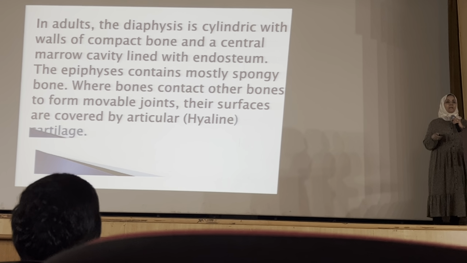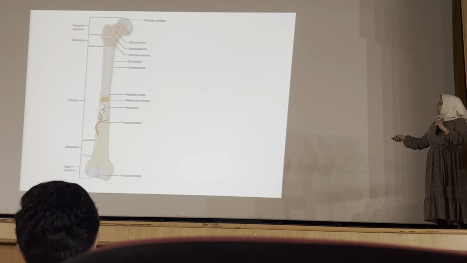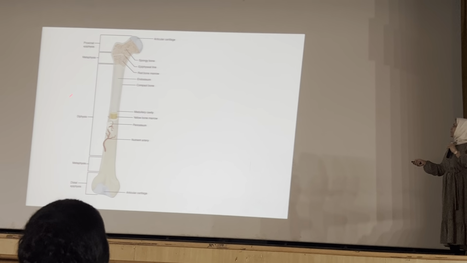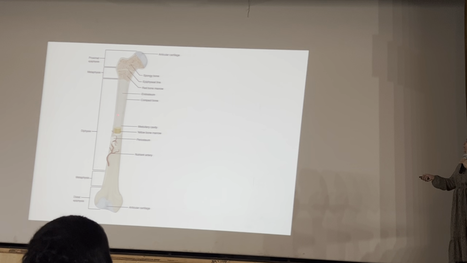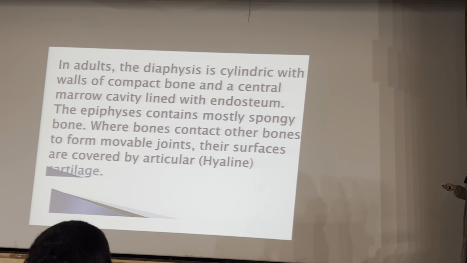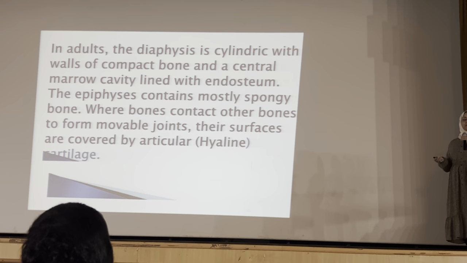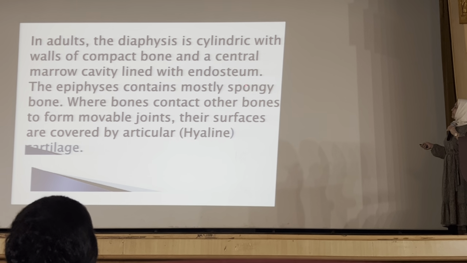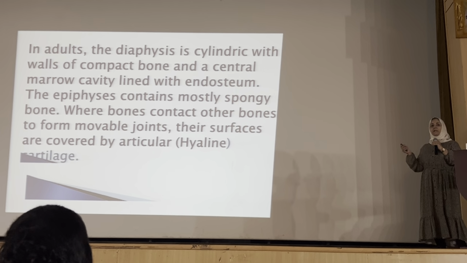The wall of the diaphysis is compact bone. The hollow inside is called the medulla, the medullary cavity. So the wall of the long bone, exactly in the diaphysis, is made of compact bone, and it is lined with endosteum from inside. The epiphysis contains mostly spongy bone. Okay, it's not as important as the diaphysis.